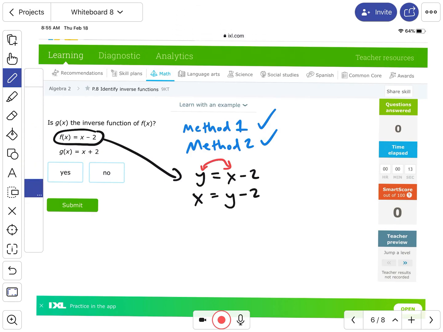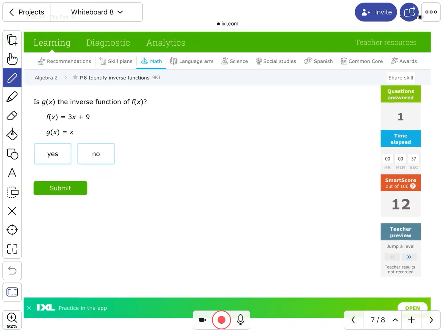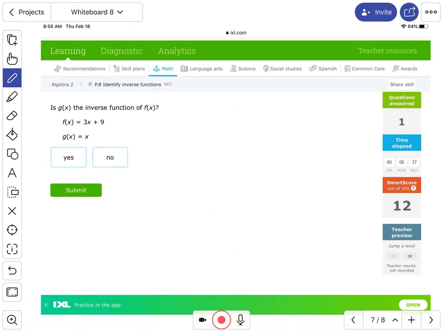So all I'm doing is switching the x and y. And now I'm solving for y. I've got to get y by itself, so I'm going to add the 2. And now I have x plus 2 equals y. And is this equation x plus 2? Yeah, x plus 2. So method 3, it passes method 3 too. So yeah, 100% chance these are inverse functions. Okay. Now you might not have to choose all three methods, but it's up to you if you want to actually triple check here.